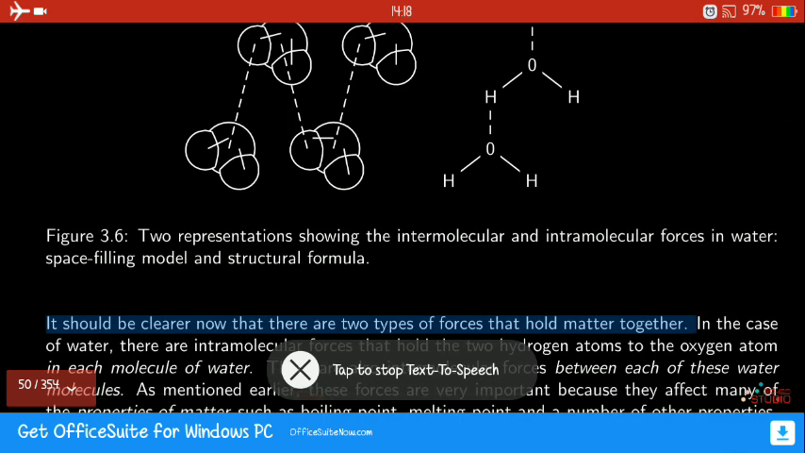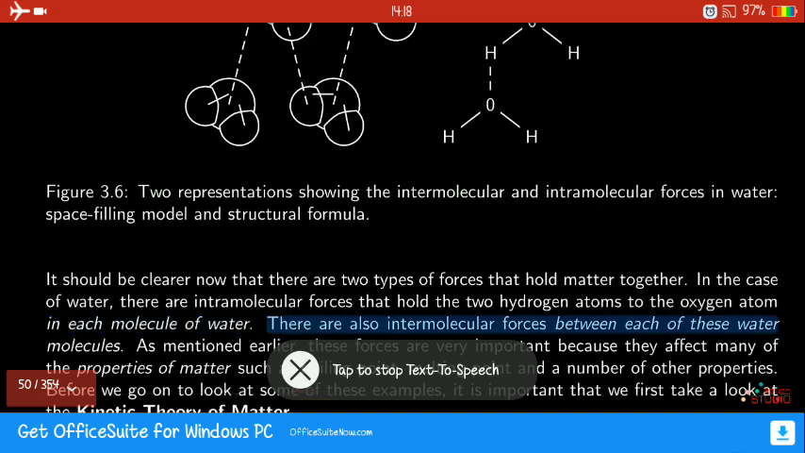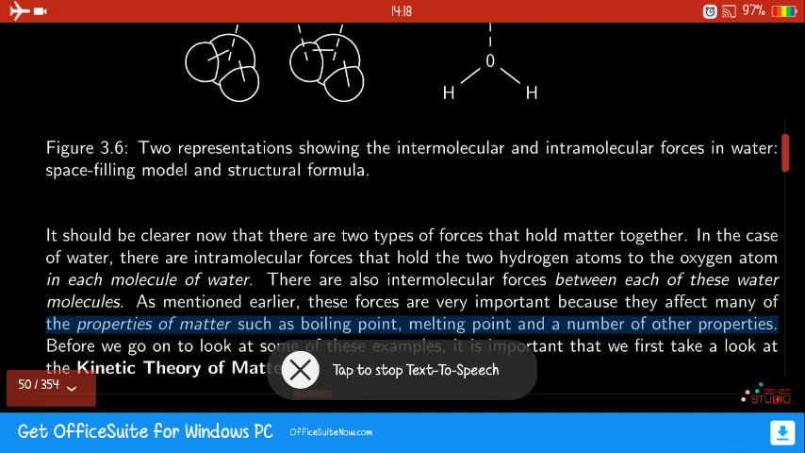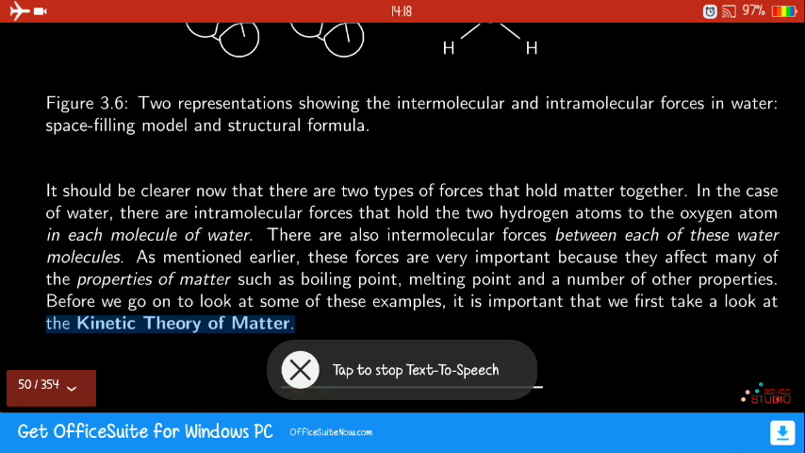It should be clearer now that there are two types of forces that hold matter together. In the case of water, there are intramolecular forces that hold the two hydrogen atoms to the oxygen atom in each molecule of water. There are also intermolecular forces between each of these water molecules. As mentioned earlier, these forces are very important because they affect many of the properties of matter, such as boiling point, melting point, and a number of other properties. Before we go on to look at some of these examples, it is important that we first take a look at the kinetic theory of matter.